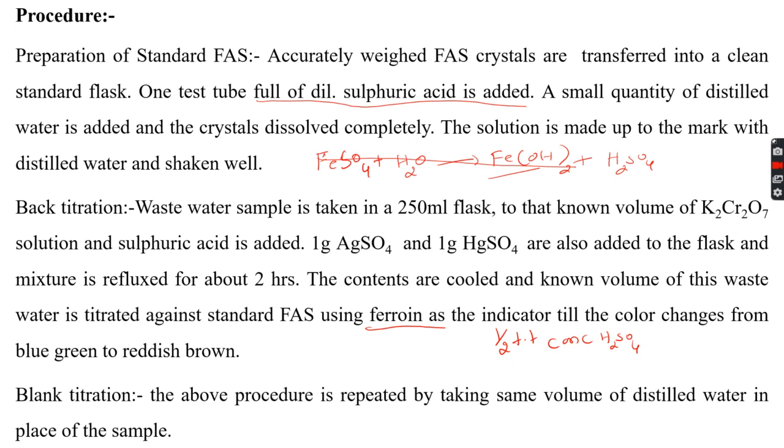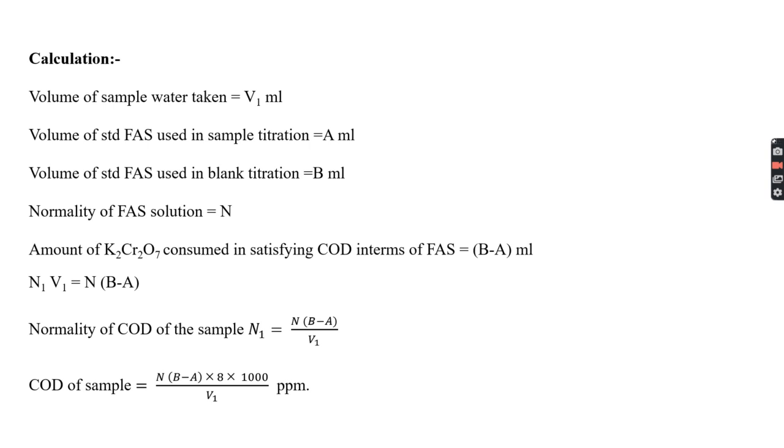Once you determine the unconsumed potassium dichromate, you have to carry out a blank titration. For the blank titration, the procedure is repeated by taking the same volume of distilled water in place of sample water. Then for calculation, you have a tabulation column, and thereby you can determine the volume of FAS consumed by the sample titration, that is, the volume of standard FAS used by the unconsumed K2Cr2O7. That is A ml. Volume of water sample taken is V1 ml. Volume of FAS consumed by the sample is A ml. Volume of FAS consumed by the blank titration is B ml. The amount of potassium dichromate consumed in satisfying COD, in terms of FAS, becomes B minus A ml.